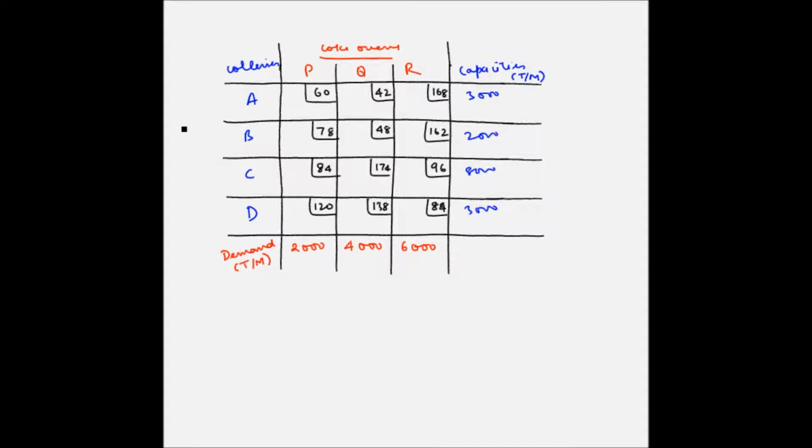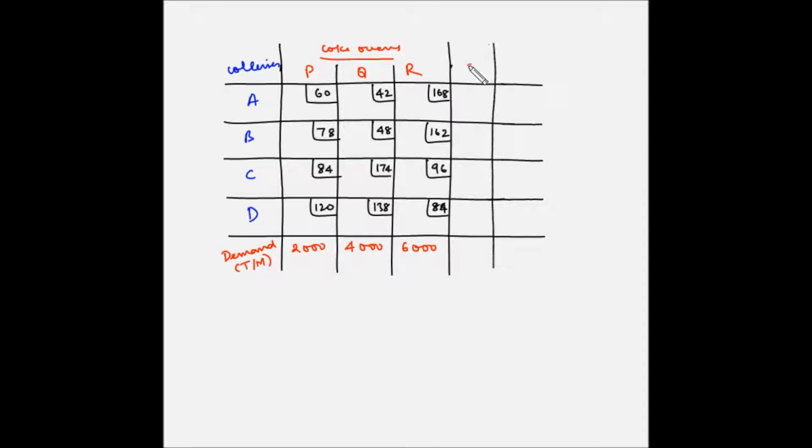So let me modify this table to reflect that. So let's call this source of demand as S, and the demand is going to be 4000 because that is the difference between the supply and demand. Let me again note down the capacities. Now we have to determine a cost of moving these 4000 ton of coal from the collieries to this dummy source of demand. Now as such, there is no demand existing at the coke ovens.